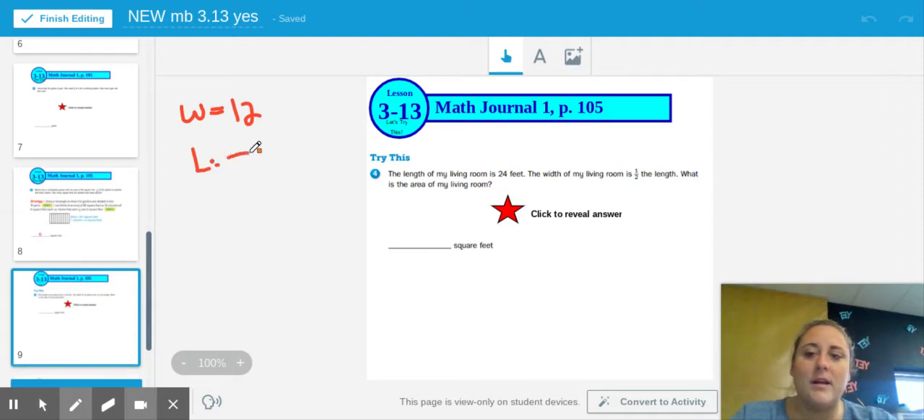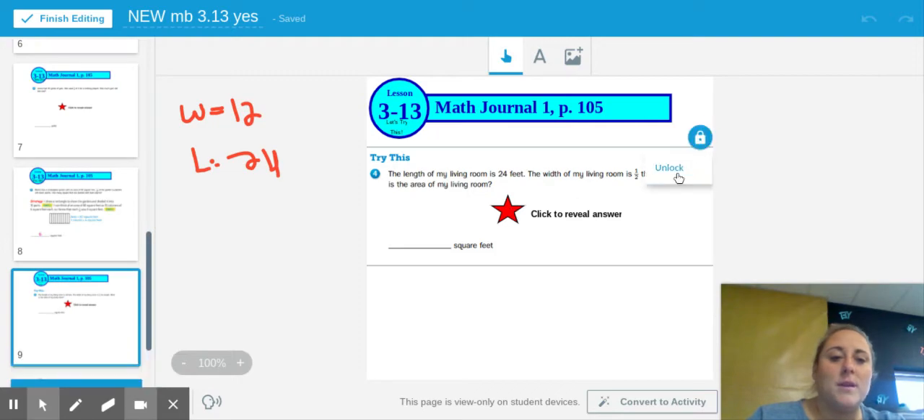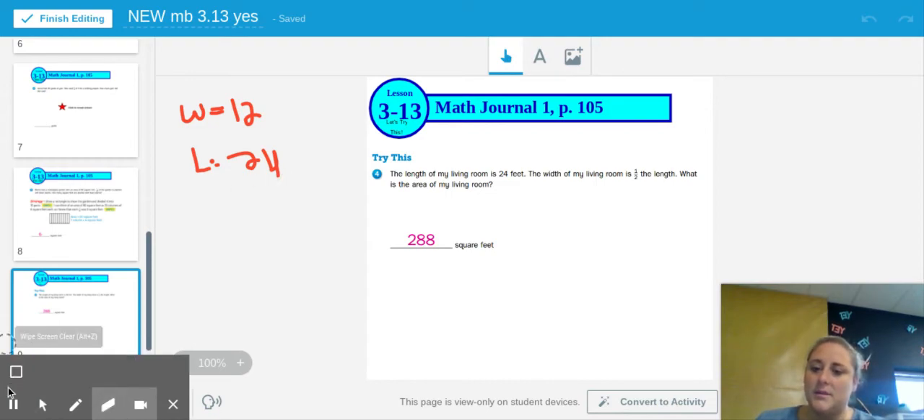And what do we know about area? We do length times width. So you should have taken 24 times 12 to get your final answer. And let's take a look at what that would be. 288. So if you take the width times the length, 12 times 24, you get 288 square feet.